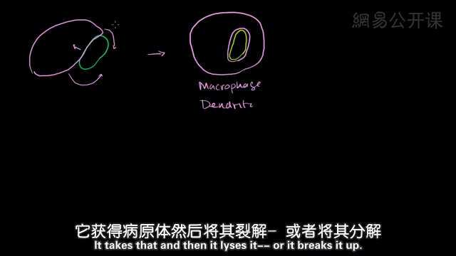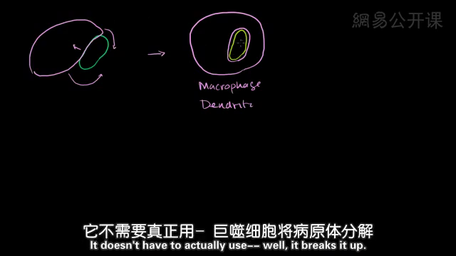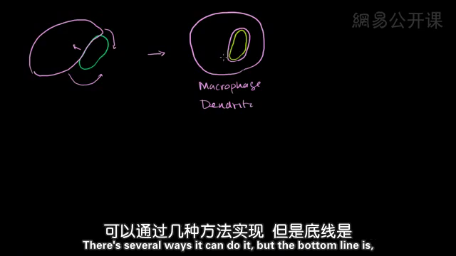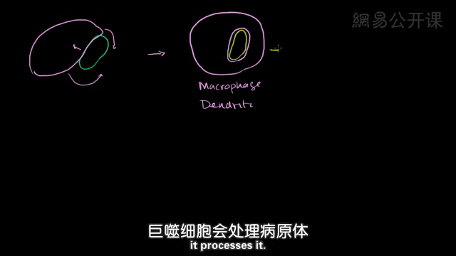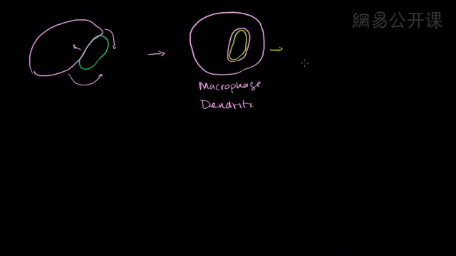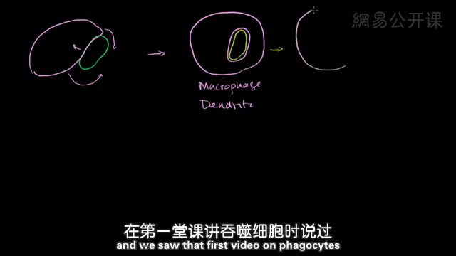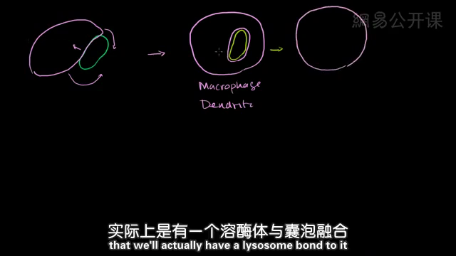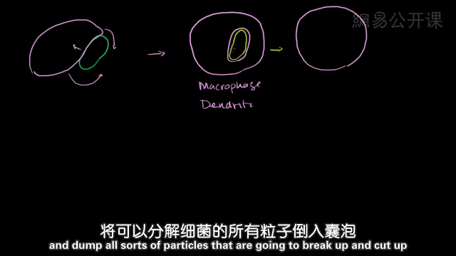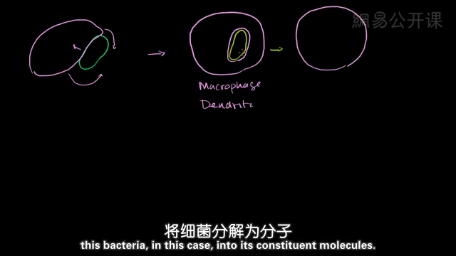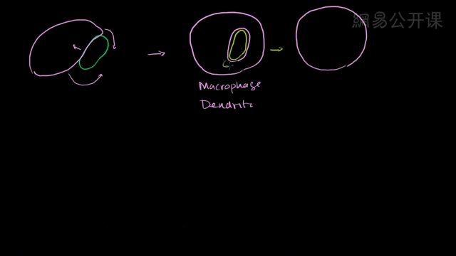It takes that and then it lyses it, or breaks it up. There are several ways it can do it, but the bottom line is it processes it. And let me draw that. It'll break up the pathogen. And we saw in that first video on phagocytes that a lysosome will actually bond to it and dump all sorts of particles that are going to cut up this bacteria into its constituent molecules. Maybe I could draw that. So it's going to come here, and it's going to dump all of its contents and break it all up.